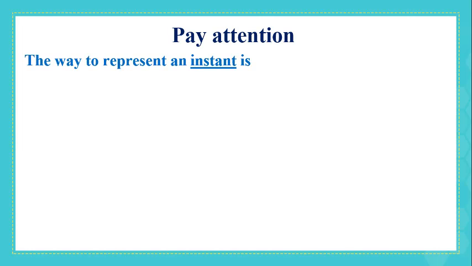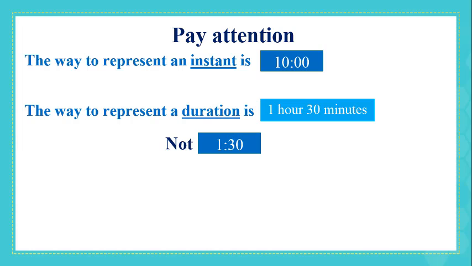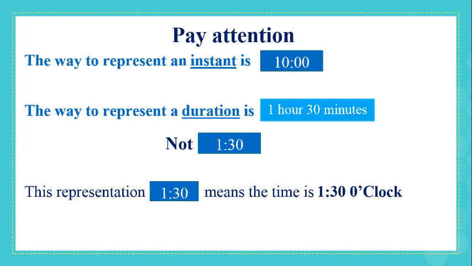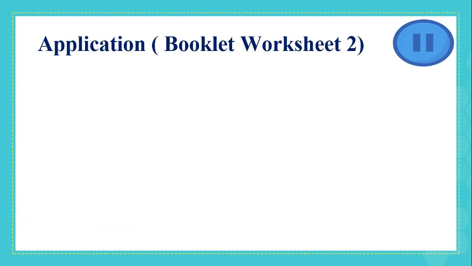Pay attention. The way to represent a duration is 1 hour 30 minutes, not 1:30. 1:30 means that the time is 1:30 o'clock, not that it took 1 hour 30 minutes to finish an event. Pause the video, solve application 1 worksheet 2, then continue watching to check your answers.